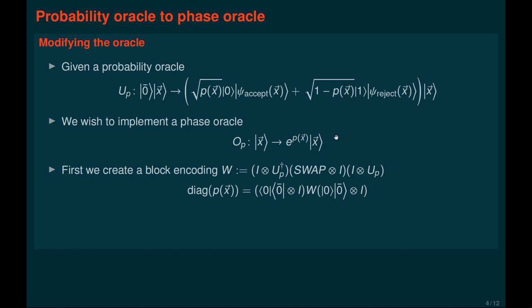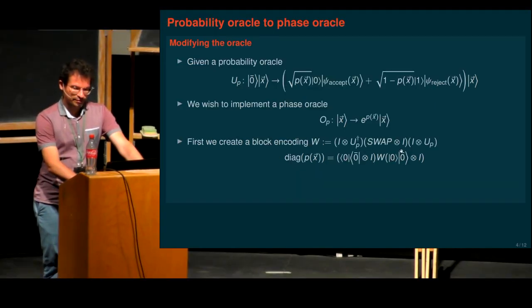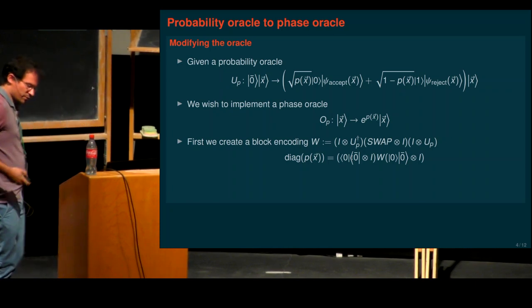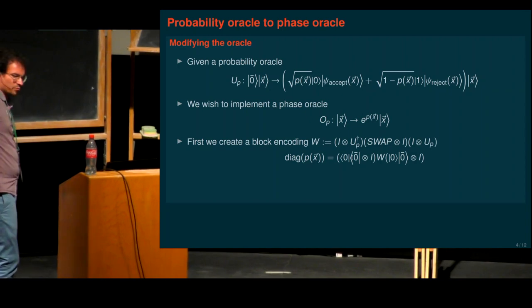As a first step, we create a block encoding, a unitary matrix W, and W is just the following. You apply your state preparation unitary and attach a single ancilla qubit that you just don't touch. Then you swap the first two ancilla qubits and then run the reverse of your state preparation. What I claim here is that this is going to be a block encoding of the diagonal matrix P of x. It means that if you set your first qubit and the zero qubits of your state preparation oracle to zero, you apply W and then you measure the 0 state again at the beginning, then you would get just P of x on the diagonal. This is a little computation that is hopefully not going to be too difficult.